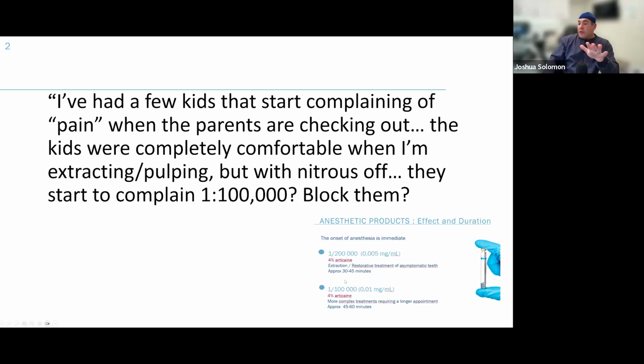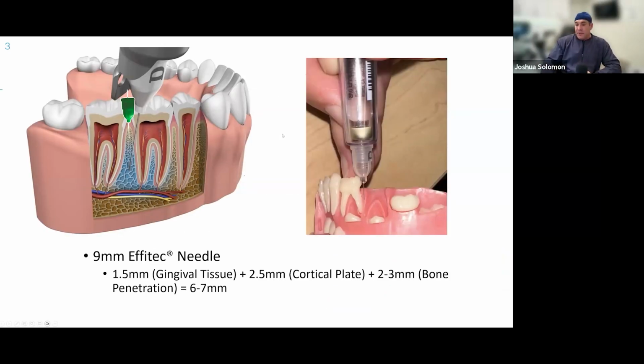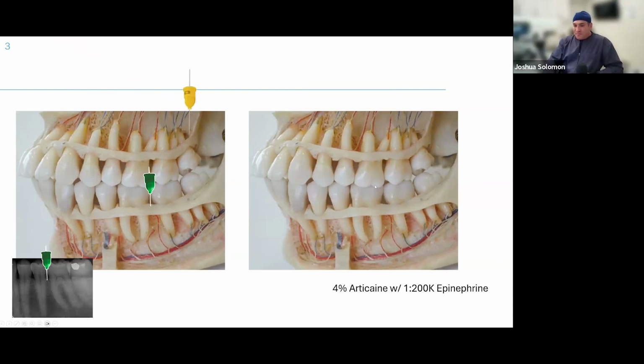So even if you're not doing extractions, but you want to increase the amount of working time, you may want to think about using 1 to 100,000. I just keep it simple in my office, and I use the 1 to 200,000 most of the time. You may want to think about giving Tylenol or Motrin before the appointment. I know many offices routinely do that. I do that now with extractions. Either I'll have parents give it at home, or we'll just administer it in the office itself. Okay. We don't have to worry about getting to that developing tooth bud. This is only a 9mm needle.